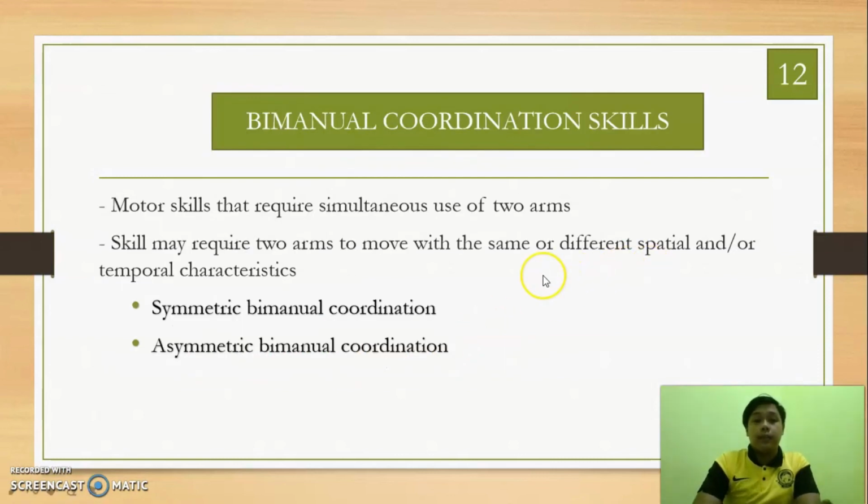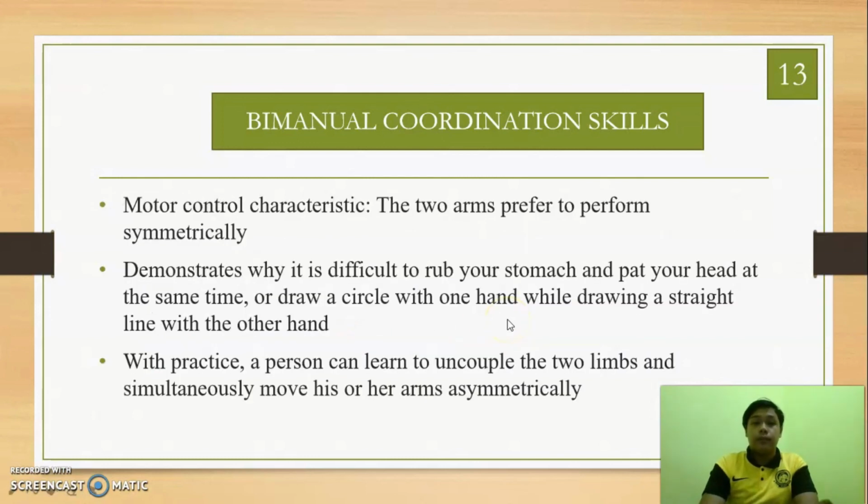The next slide is about bimanual coordination skill. Bimanual coordination skill is about motor skills that require simultaneous use of two arms. The skill mainly requires two arms to move with the same or different spatial and/or temporal characteristics. The first point is the symmetric bimanual condition and the asymmetric bimanual condition.